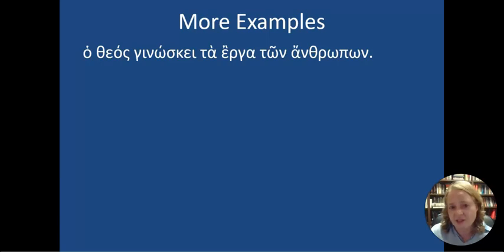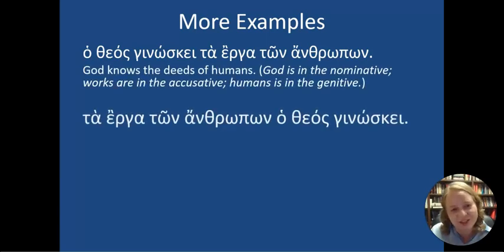Here are some other examples. Ha theos gnoske ta erga ton anthropon. God knows the works of humans. If I did it in a good order, I would start with my verb. Gnoske, he, she, or it knows. What can be the subject? It has to be ha theos because that's what the nominative is. God knows the deeds of humans.